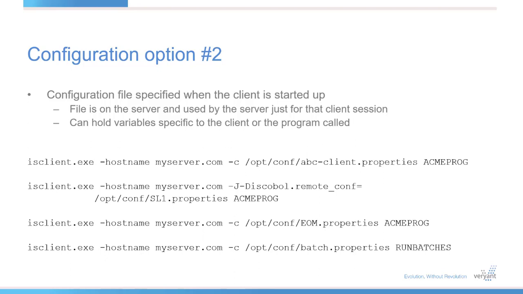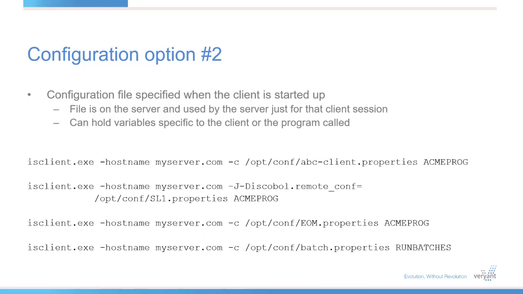The examples that I have on the screen show some possibilities for when this option is used. As you can see, these property files are often used for customer or program-specific variables, or they're used for the type of the session that's running, like the end of the month or for batch processing.